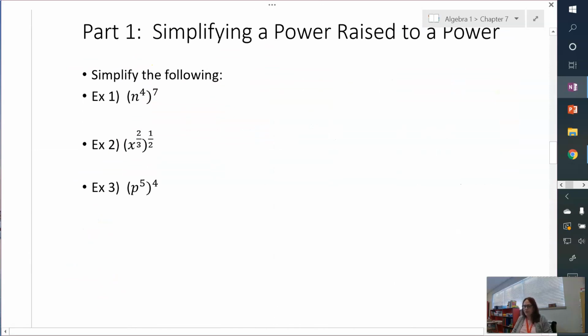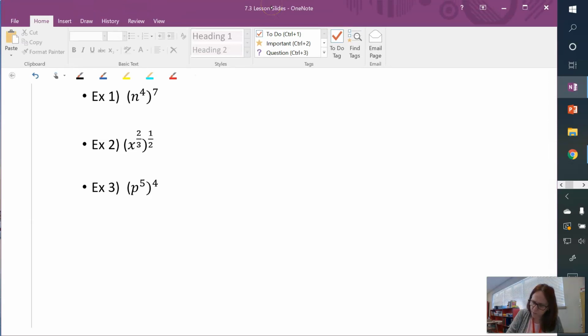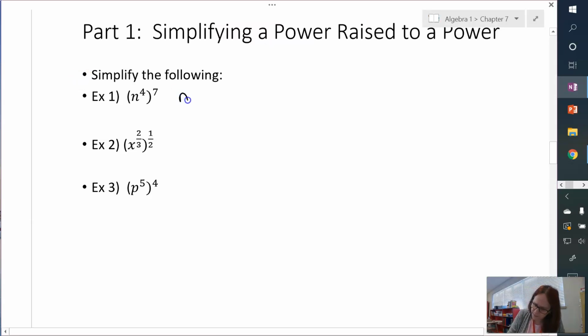All right, so let's do some problems. We've got the first one is n to the 4th raised to the 7. So that's going to be n, multiply our exponents together, 4 times 7, which gives you n to the 28.